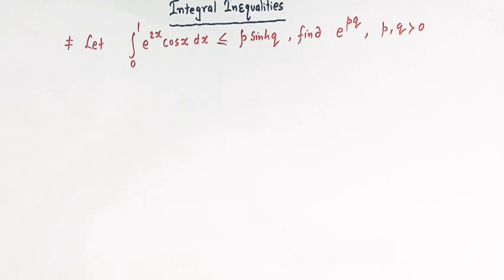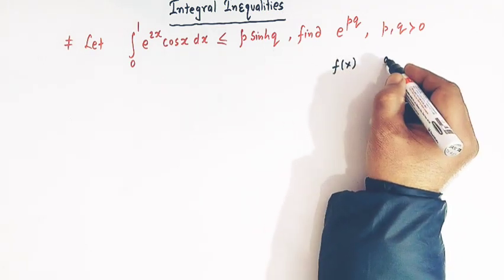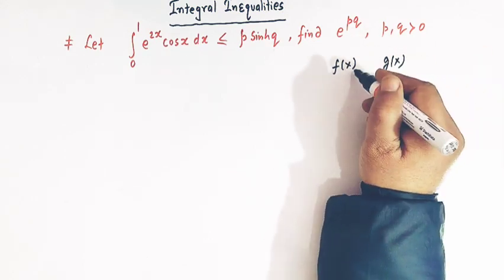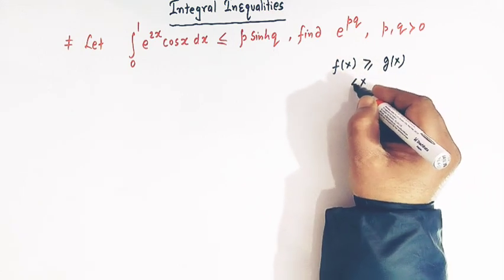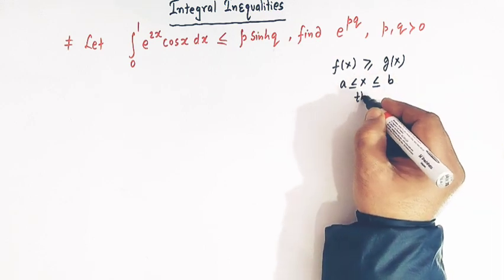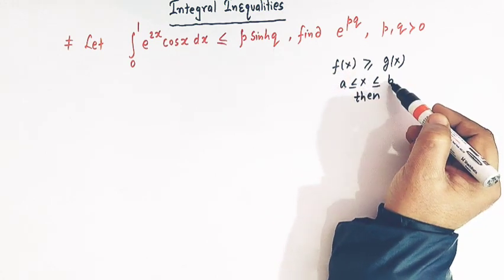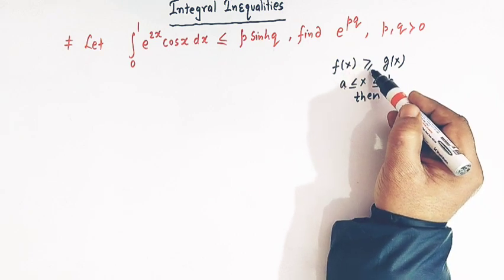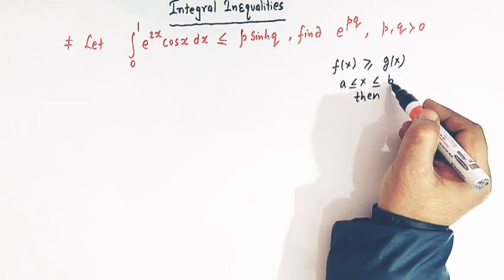So let us start. Here we are going to use an important integral inequality, which says that if we have two functions, f of x and g of x, and f of x is greater than or equal to g of x in the interval a less than or equal to x less than or equal to b, then the area bounded by f of x within this limit a to b is always greater than or equal to the area bounded by the curve g of x between these two points a and b.